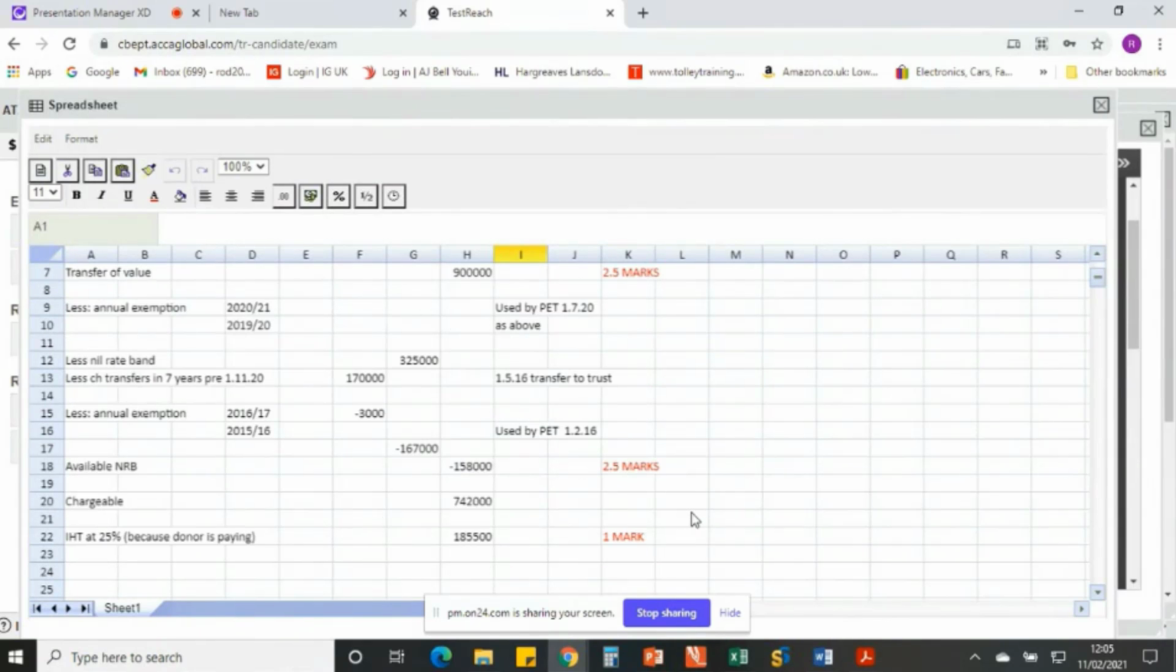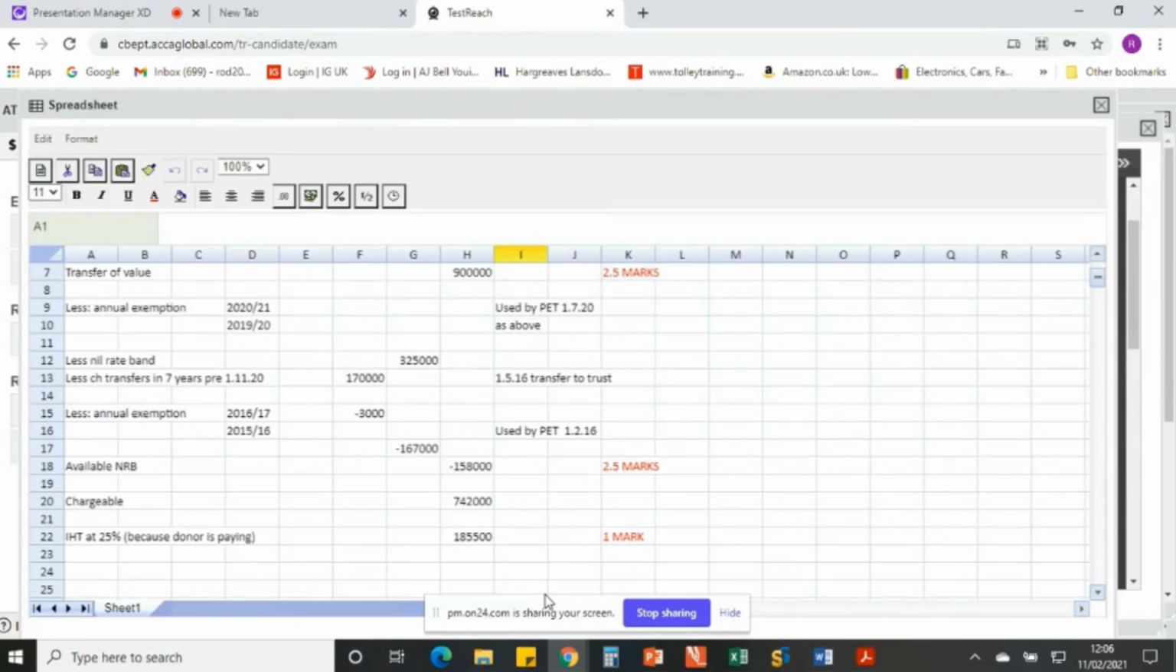And so what's chargeable of your 900,000 is therefore 742,000, and the rate is 25% because the donor is paying. There's an explanation: donor is paying. You didn't strictly need that, but I put it in, so a mark for that. So there'll be 6 marks there in my estimation: 2.5, 2.5, and 1. 2.5 for the transfer of value, 2.5 for the using up of the nil rate band up to that point, and 1 mark for working out the tax at the right rate. Okay. Now, I don't think that was the easiest question, but there were some easy bits in that.